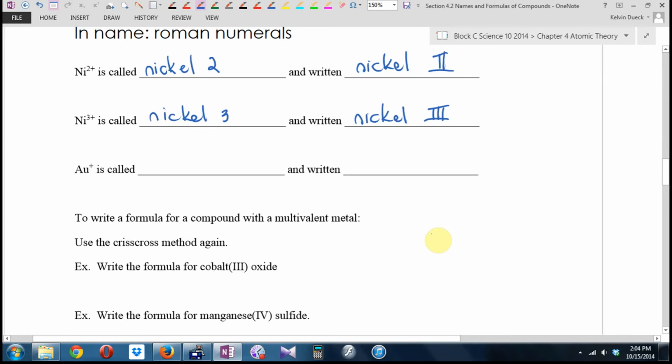Au, what's Au? I don't know. Au. No, the element. Gold. So we would say, is gold multivalent? Yes, it is. We would read it as gold 1, but we would write it as gold Roman numeral I.